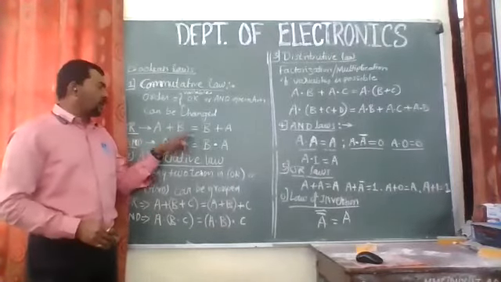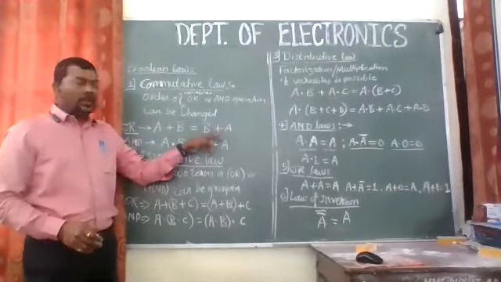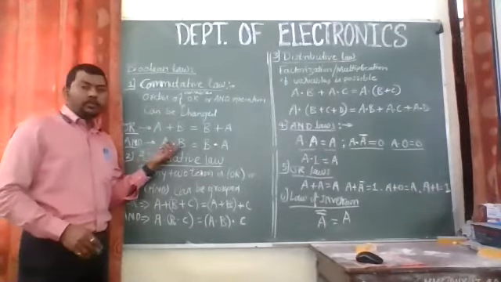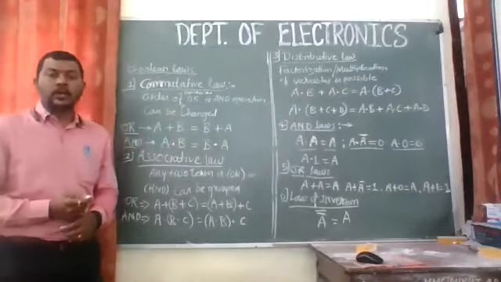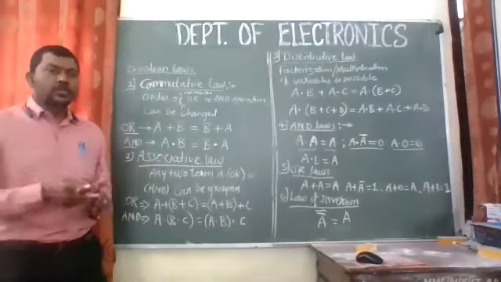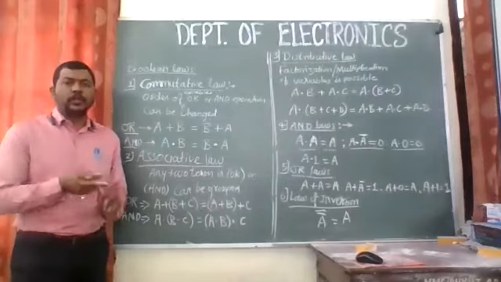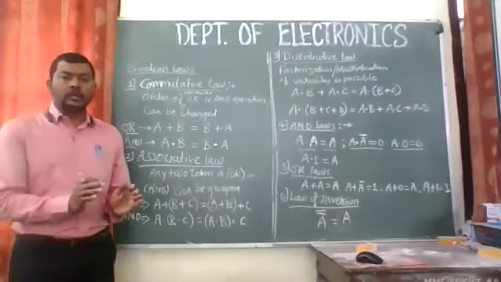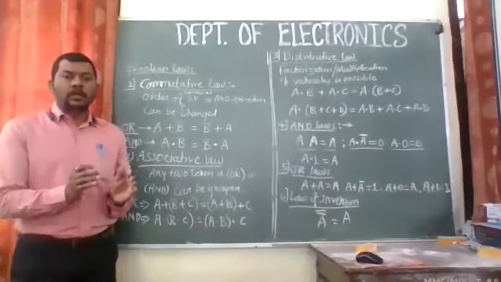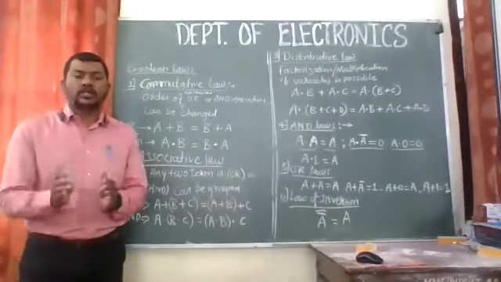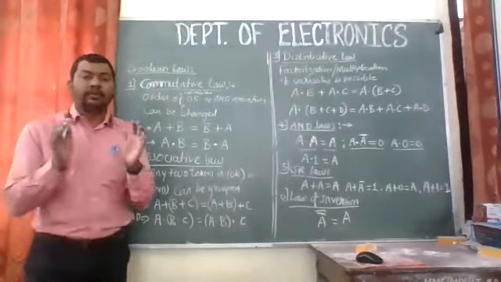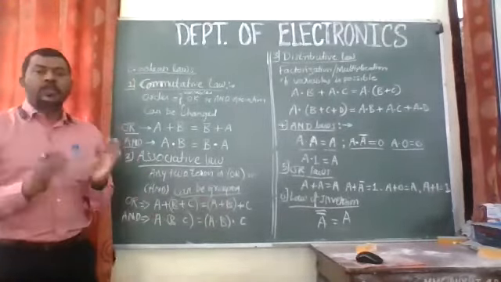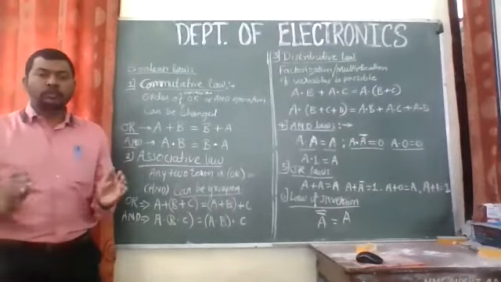As shown over here, A plus B can be written as B plus A. Similarly, for AND operation, A dot B can be written as B dot A, right? So this is the first law, that is commutative law. The second law is the associative law. Any two variables, any two terms in OR operation, or say in AND operation, can be grouped. So this is for grouping of the variables, right?